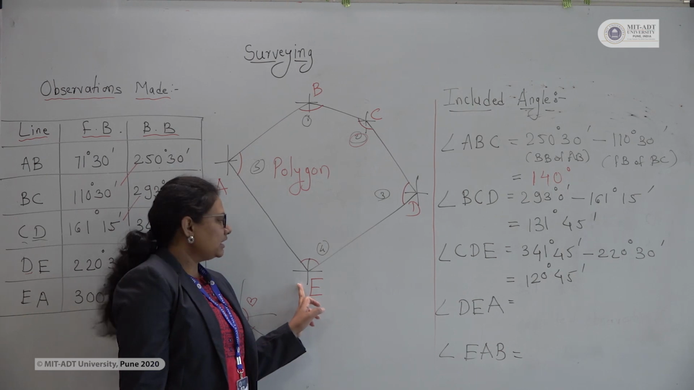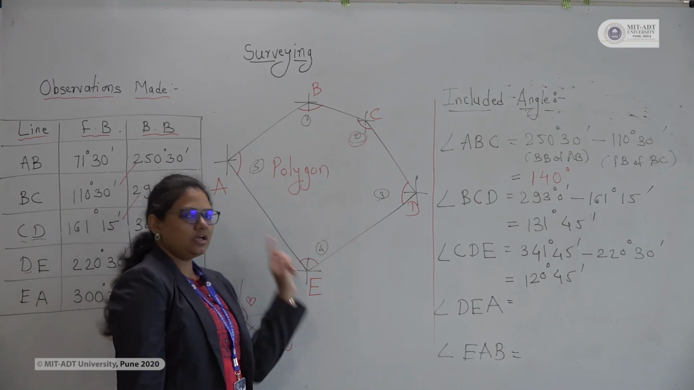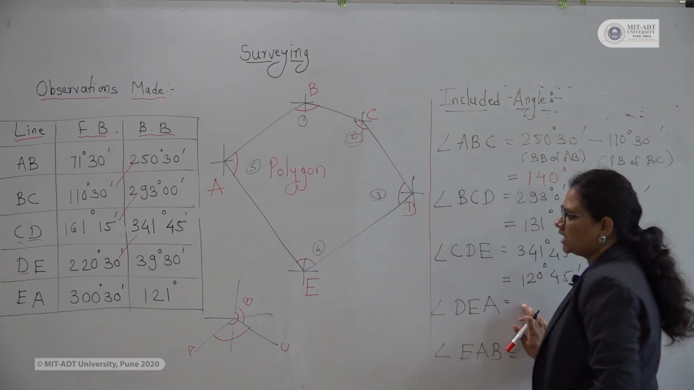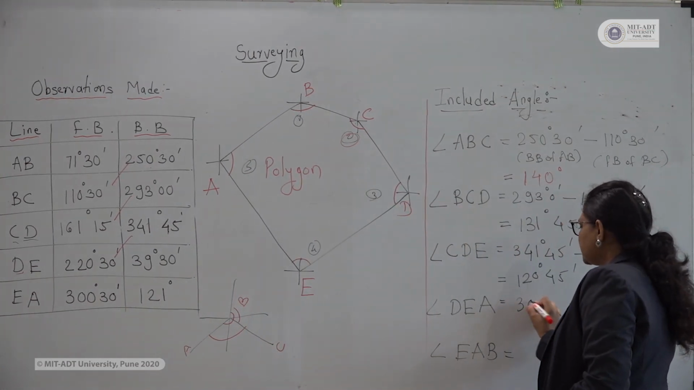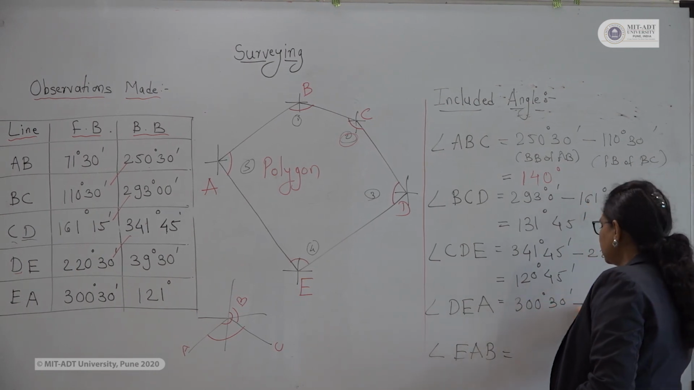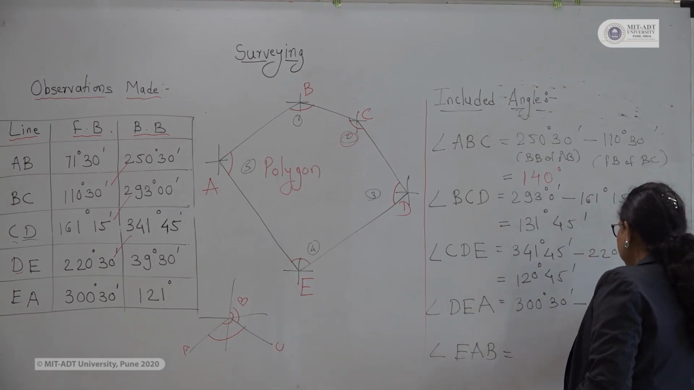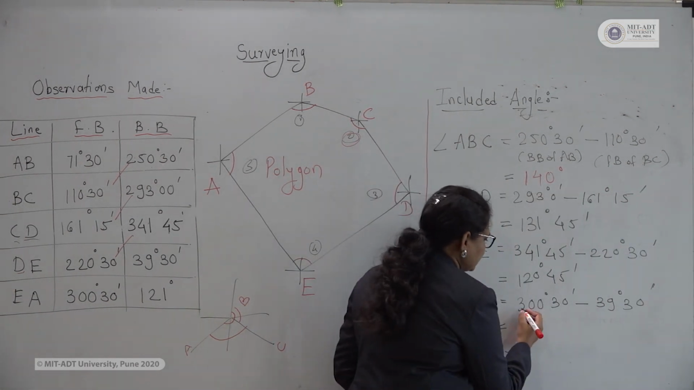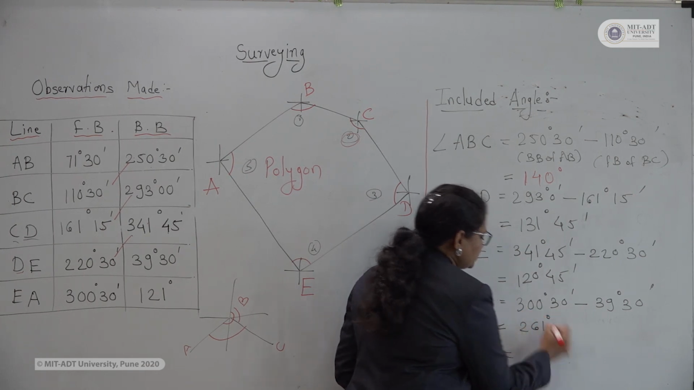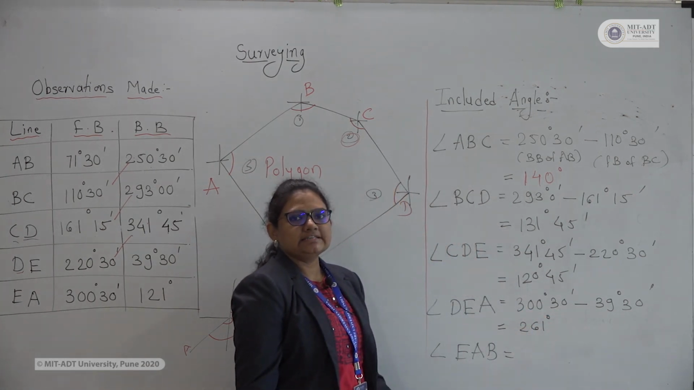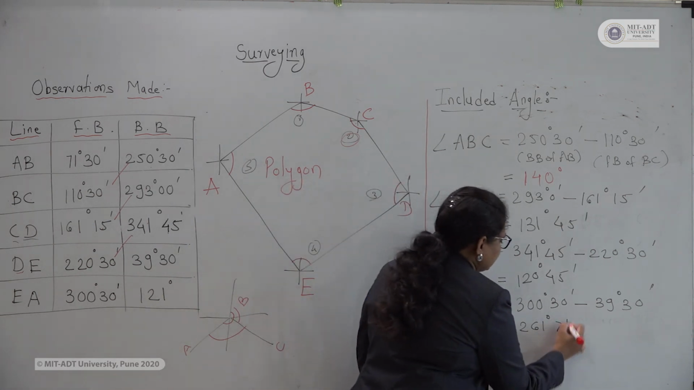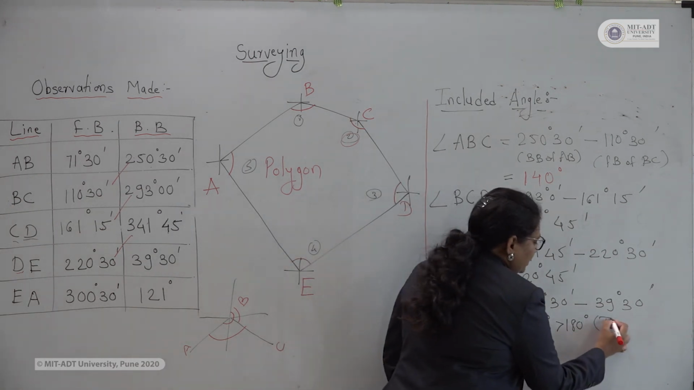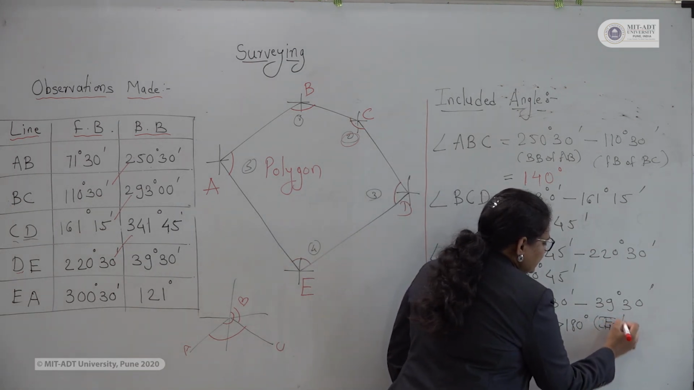Then for the fourth one, that is angle DEA, again similarly we will calculate the difference between fore bearing and back bearing. For this one we will subtract 300 degree 30 minutes minus 39 degree 30 minutes, and then you will get an angle of 261 degree. Now this angle is greater than 180 degree. So you can see here this angle is greater than 180 degree. So this angle is your exterior angle.